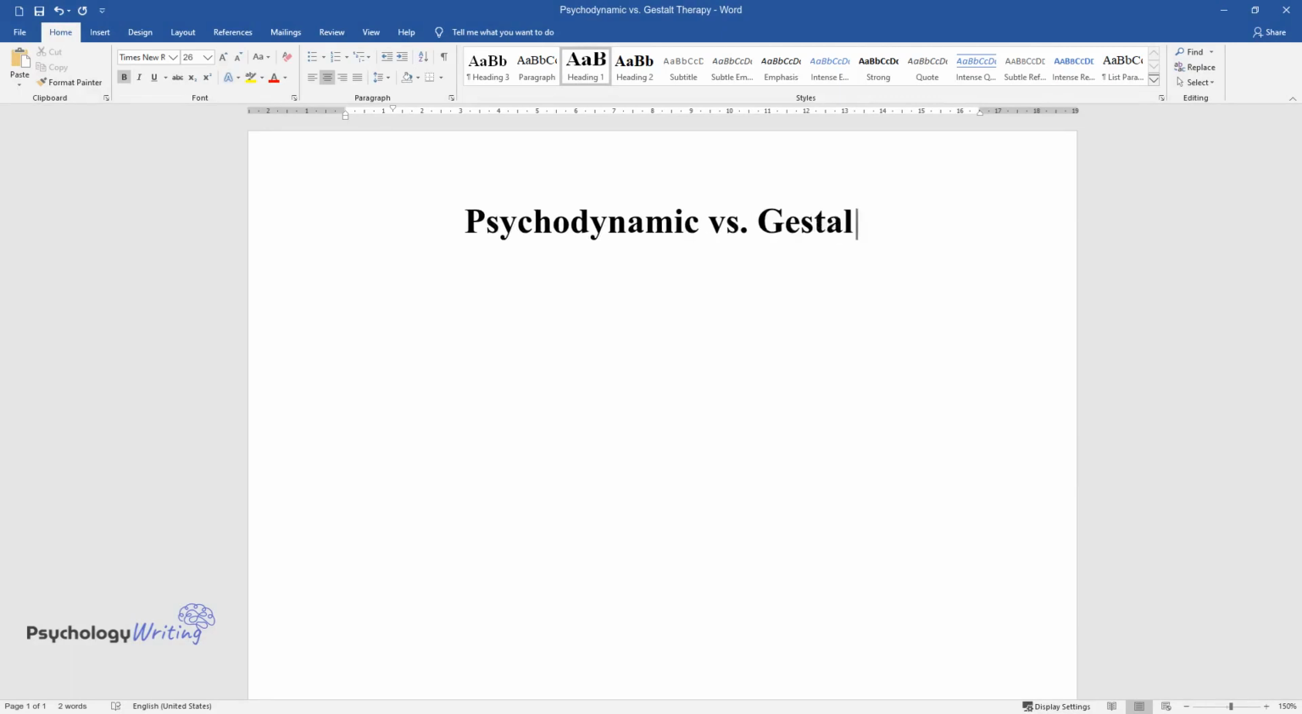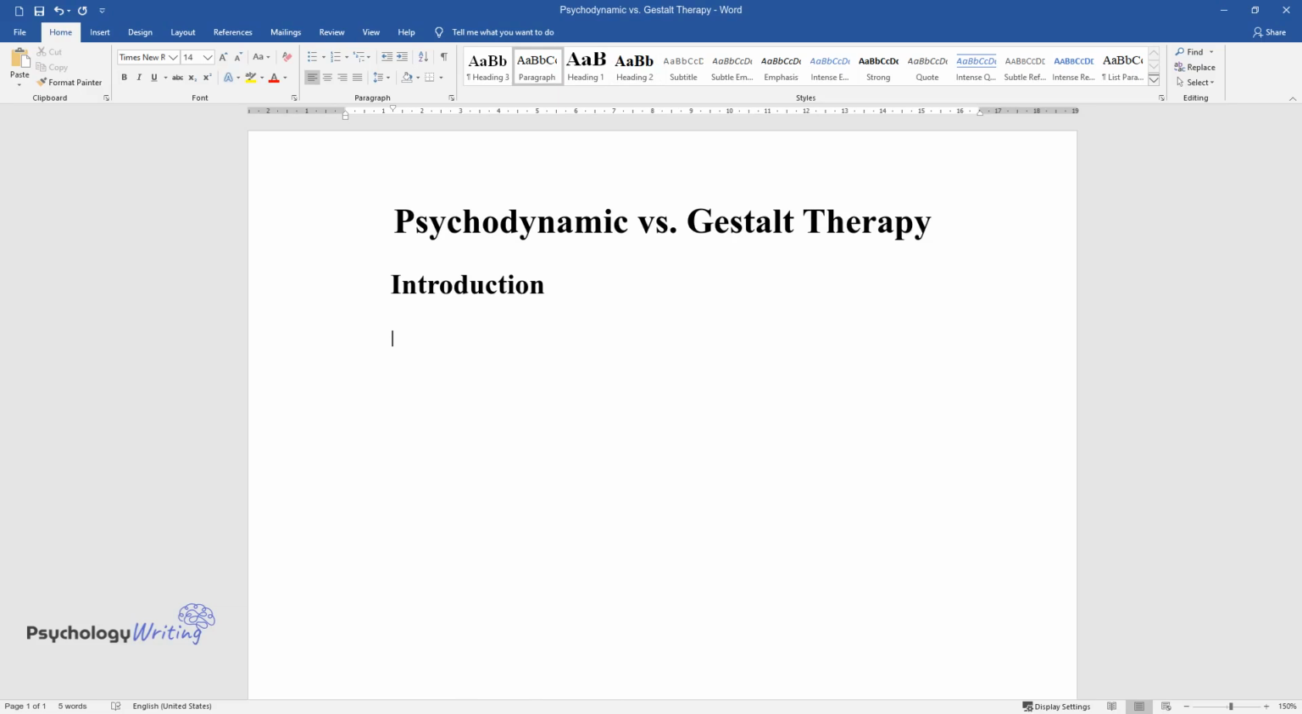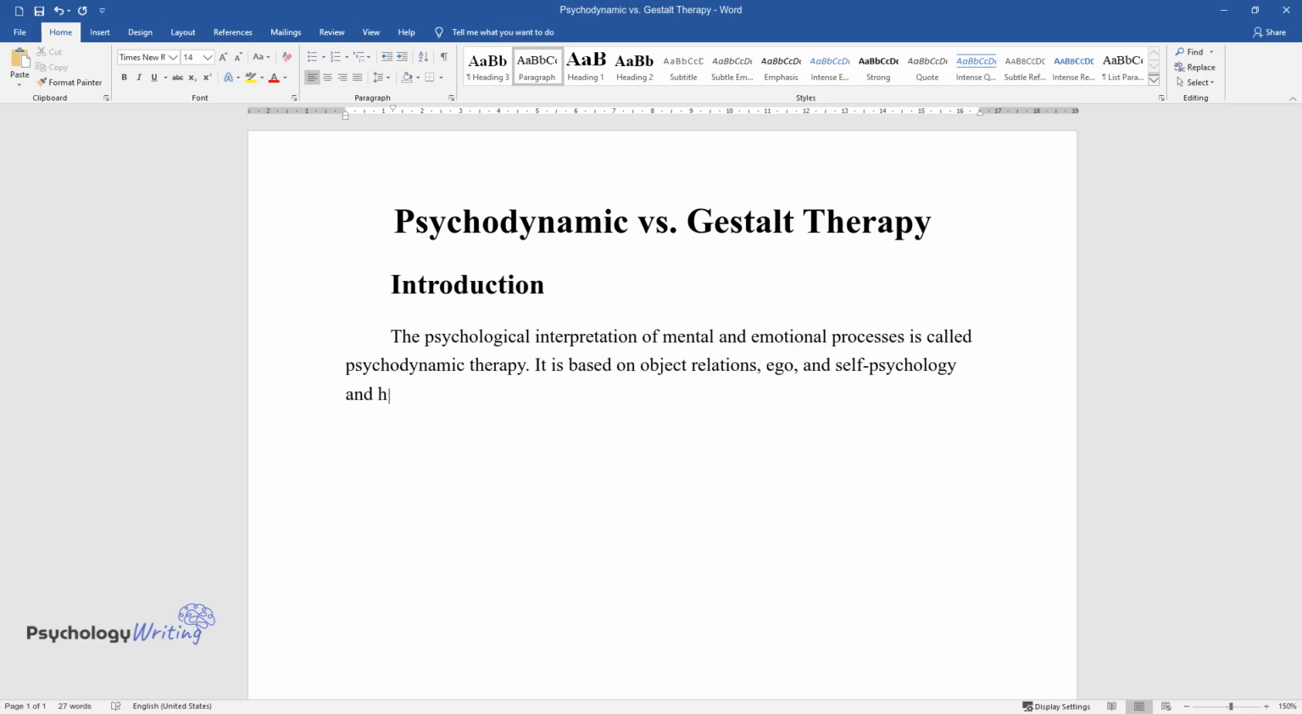Psychodynamic versus Gestalt therapy. Introduction. The psychological interpretation of mental and emotional processes is called psychodynamic therapy. It is based on object relations, ego, and self-psychology and has its roots in traditional psychoanalysis. It was created as a faster alternative to psychoanalysis.